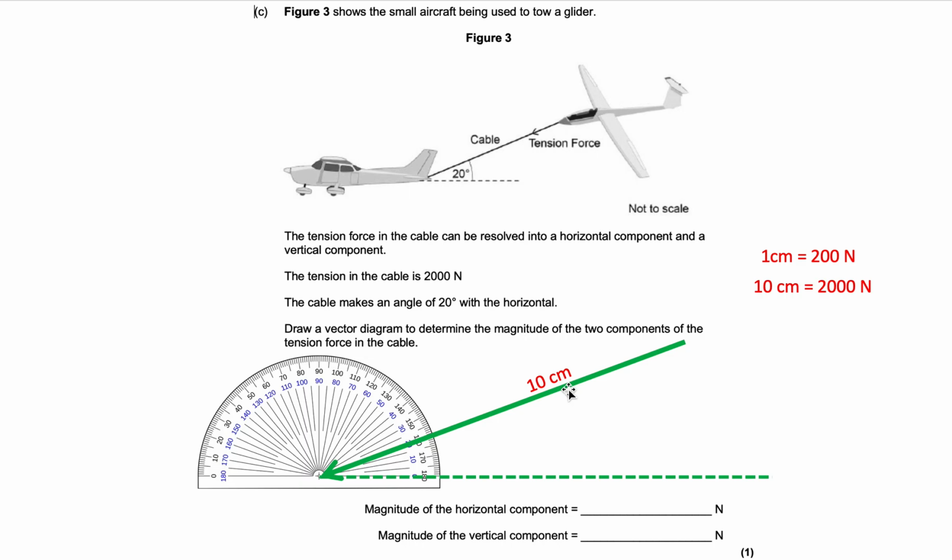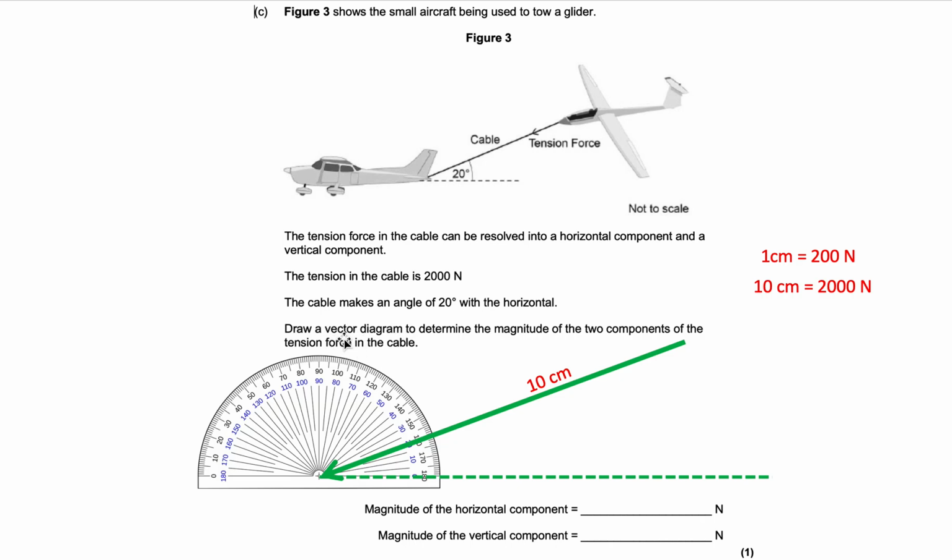Now, obviously, you have to adjust to the amount of space that you've got. You might find 10 centimetres doesn't fit, in which case you might go down to 5 centimetres, so 1 centimetre is 400 newtons. And then we've now drawn our resultant to scale.